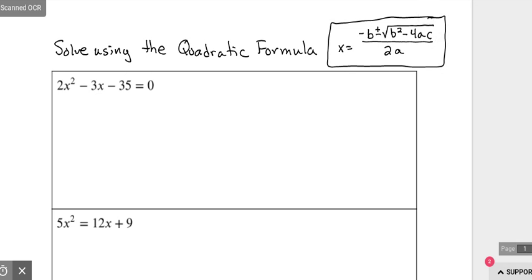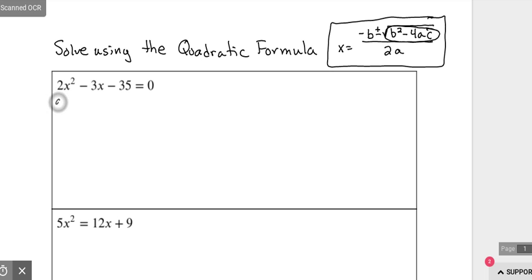The first thing we want to make sure is that we have our quadratic set equal to 0. For this first one, it already has equal to 0, so we're good to go. The first thing we want to start with is getting the discriminant part done. The discriminant is the part inside the square root, so that part is right here: the b squared minus 4ac.